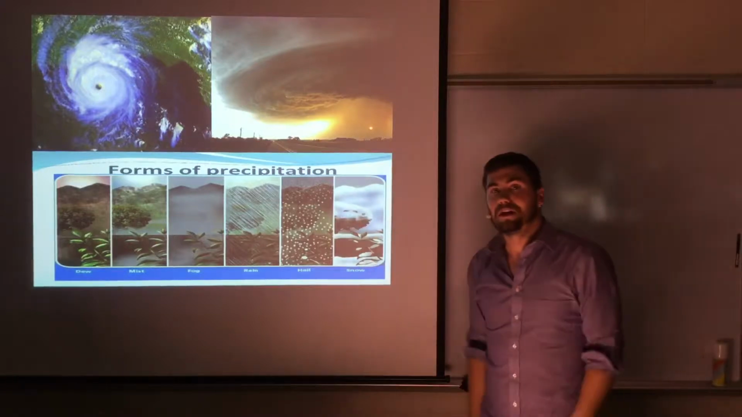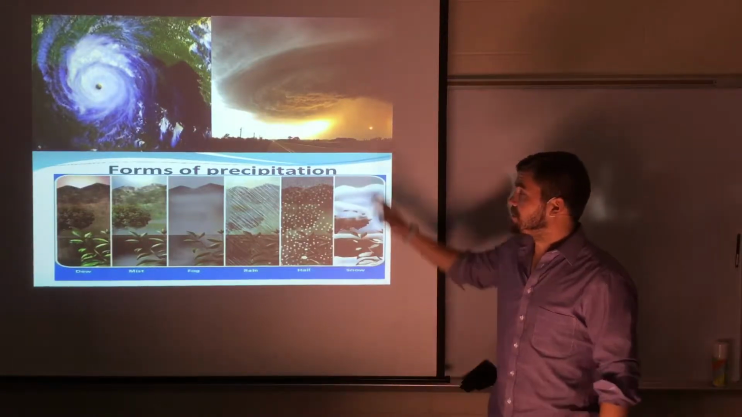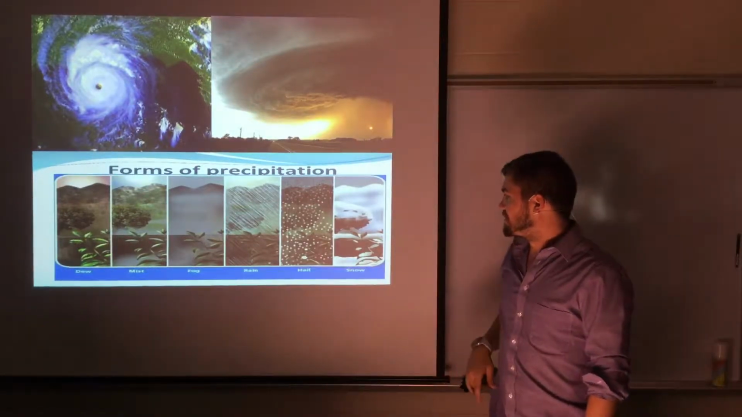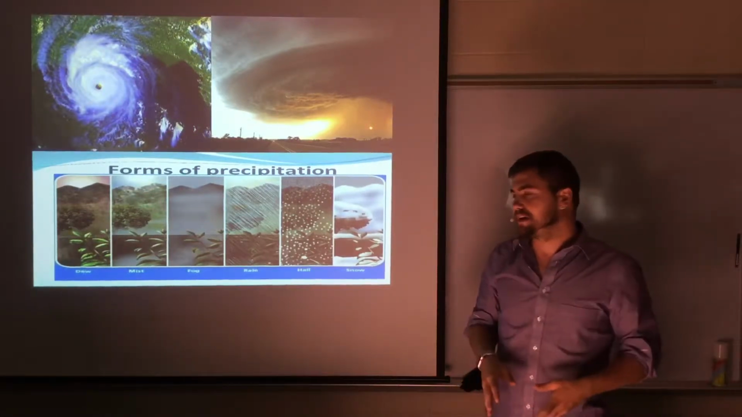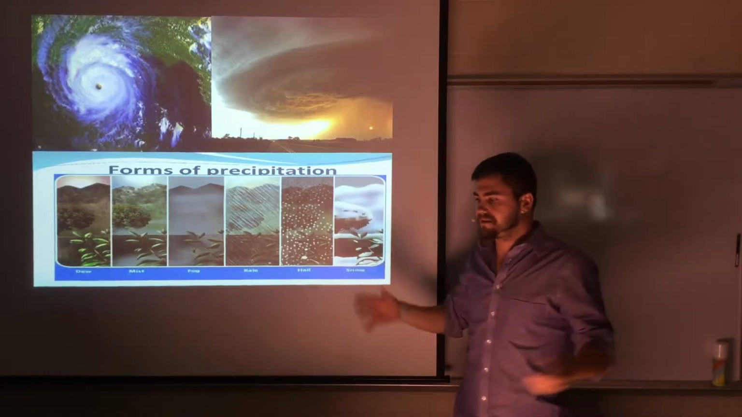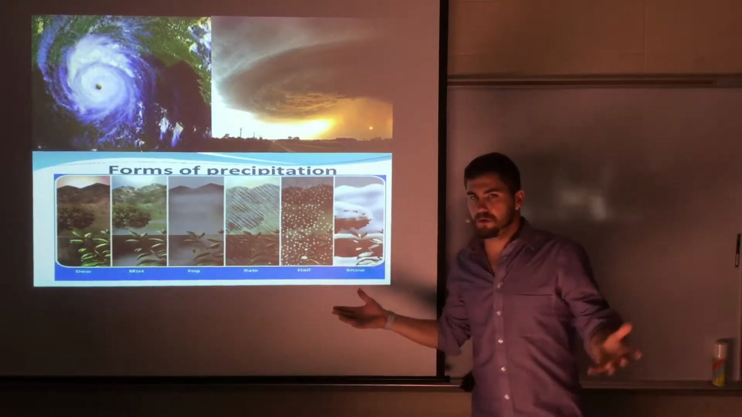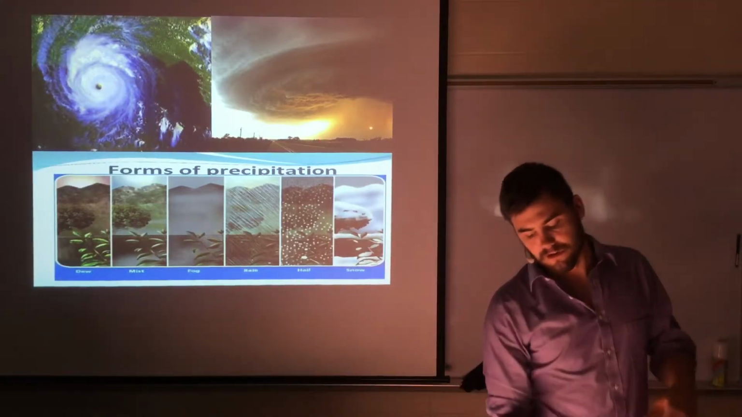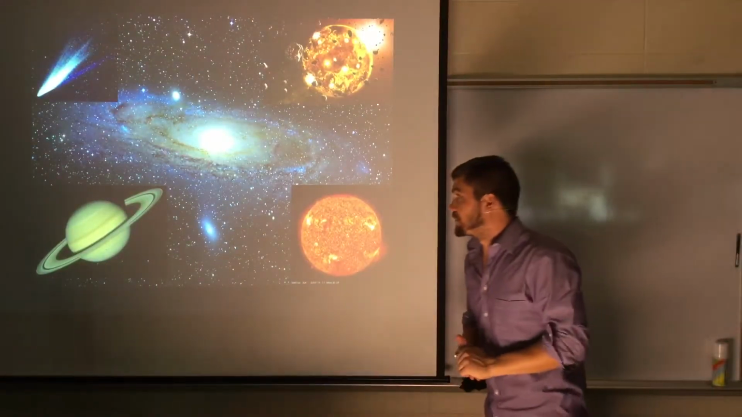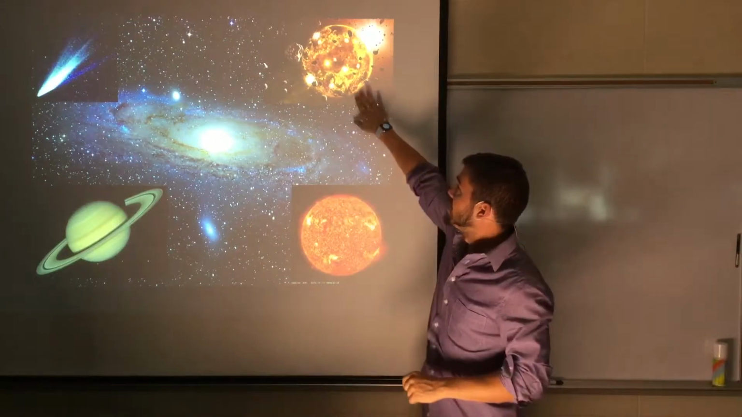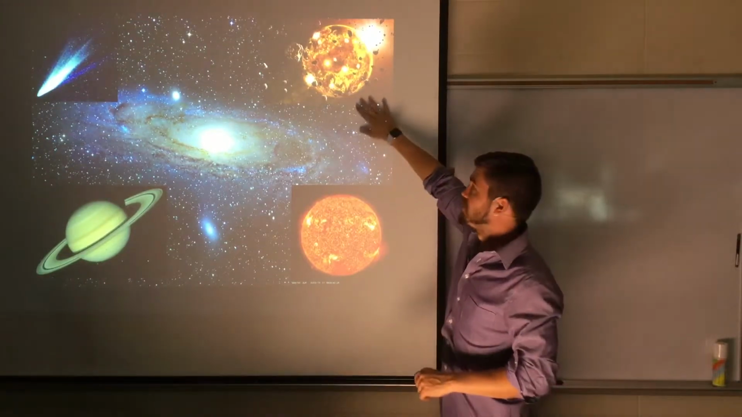Weather, pretty self-explanatory. We will talk about hurricanes and different kinds of storms, all the different kinds of precipitation, but then climate is very different because climate is the average weather over a very long period of time over a very large area. And then astronomy, the universe. We'll talk about how planets are formed. That's what this is trying to show us.